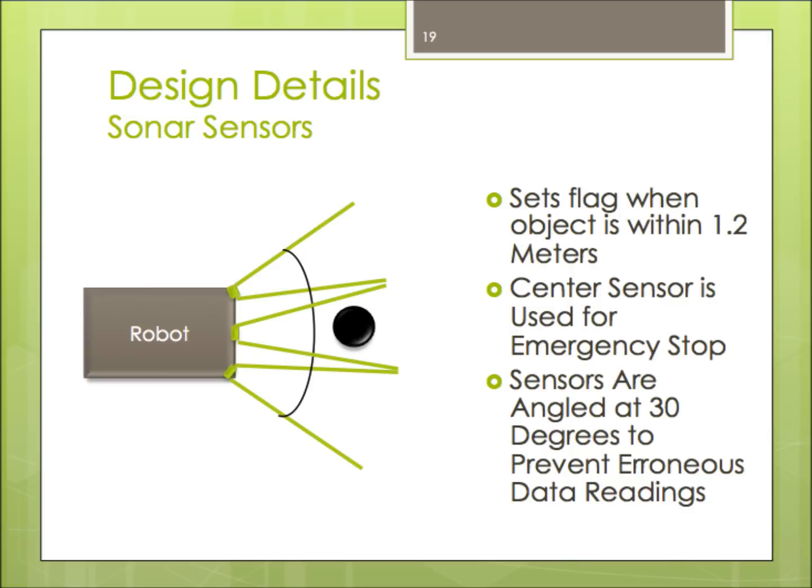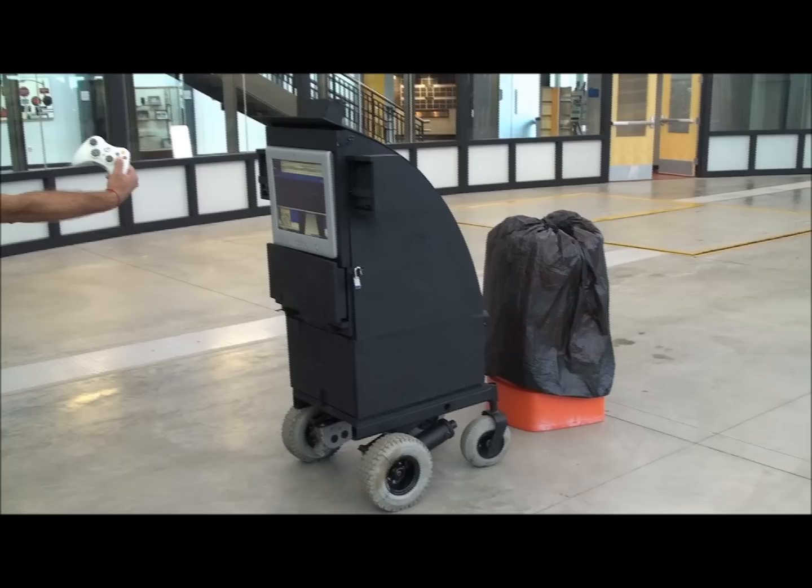The sonar sensors are implemented for obstacle avoidance. The side sensors are angled at 30-degree angles to prevent erroneous data readings. Emergency stop is implemented when the middle sonar sensor detects an object within 1.2 meters.